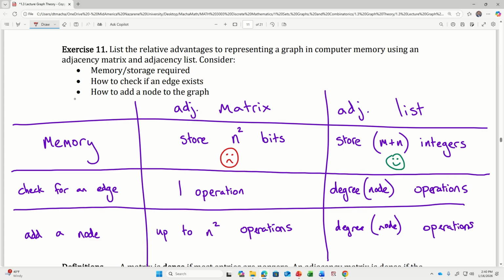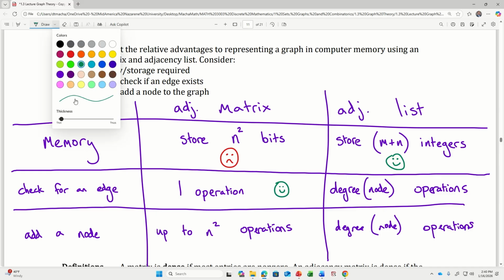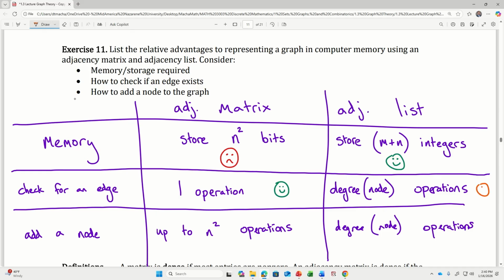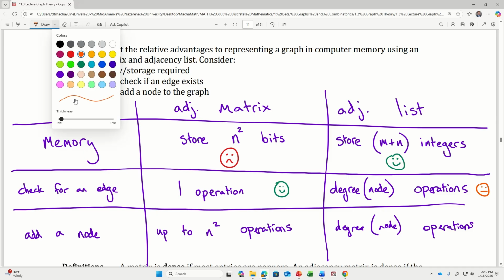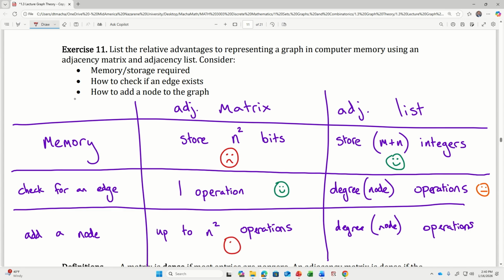What about checking for an edge? Well, it's really fast to check for an edge in an adjacency matrix. It's kind of okay in an adjacency list. There's nothing bad about that. That's not a really slow operation. It could be better, it could be optimized with an adjacency matrix. Adding a node is really bad for an adjacency matrix, and by comparison a lot better for an adjacency list. So things are looking pretty bad for the adjacency matrix.